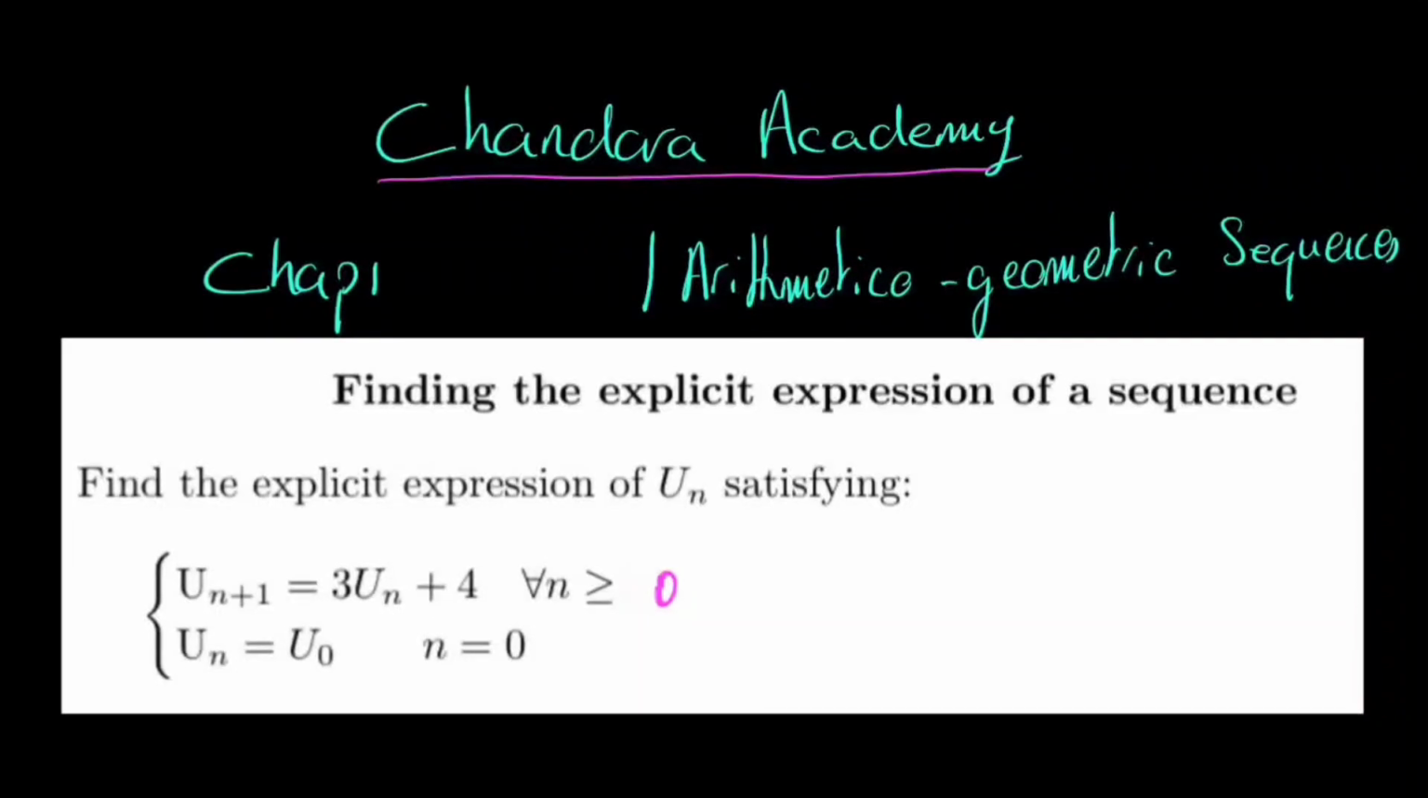Today we are going to solve an exercise from chapter 1. This exercise is about arithmetical geometric sequences, so sequences of the form u_{n+1} = a times u_n plus any constant. In this exercise we will try to find the explicit expression of u_n.